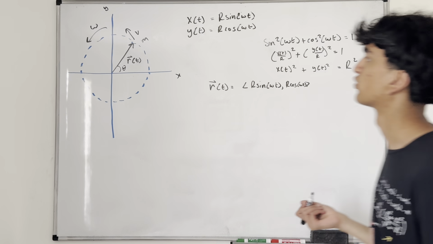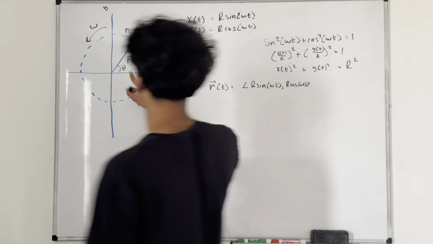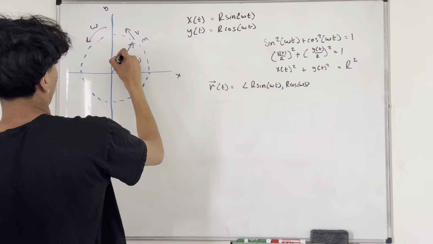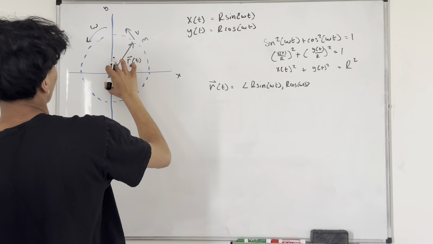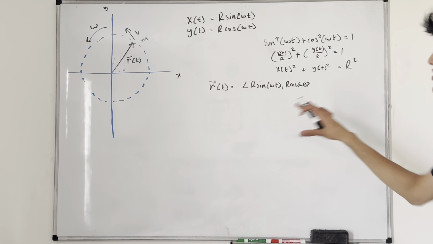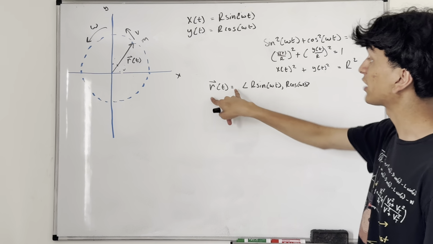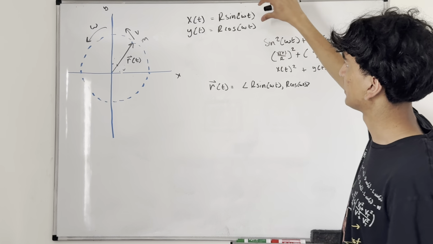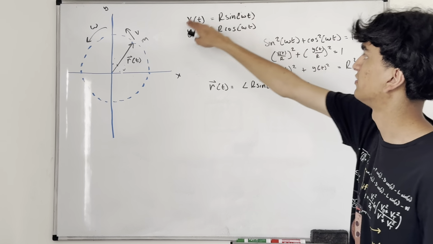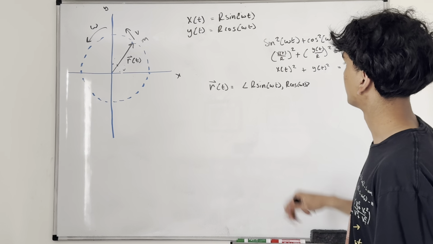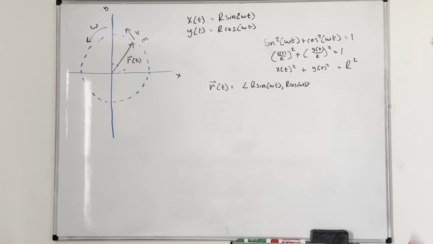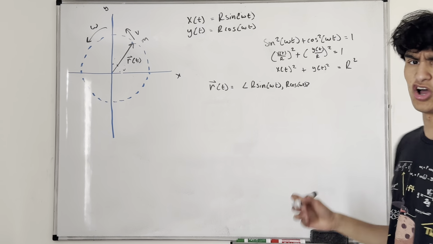But in this case, we're actually looking at the angle to the vertical. So that's why. But don't worry about that too much. We're just saying that the vector function has the same components as the parametric functions, because x of t is r sine omega times time, and y of t is r cosine omega times time.